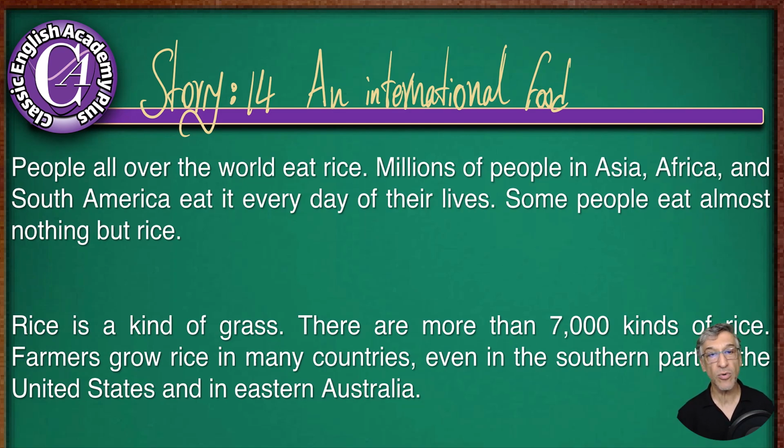People all over the world. This is the adverb of place. It comes between the subject and the verb of the sentence. Look at it. An adverb of place can come here to emphasize, to focus on something, to show that it is very, very important. People all over the world eat rice.